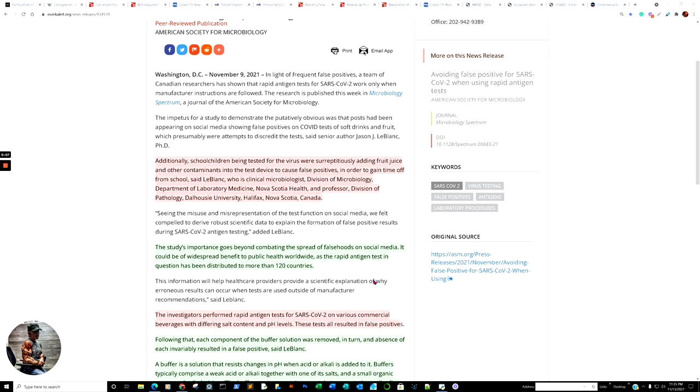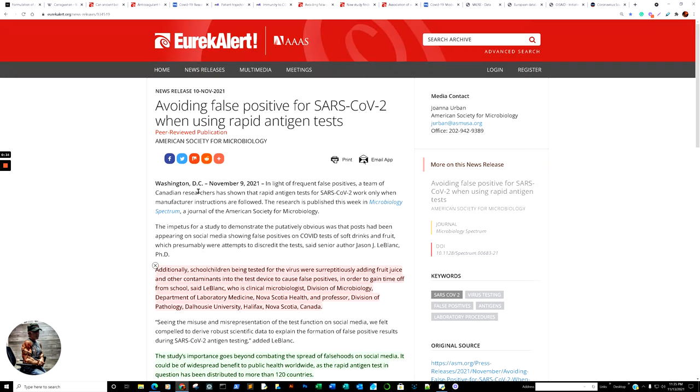And I'm going to start off by reading you an excerpt from a research article, and you tell me what it relates to. Are you ready? This one's kind of interesting. Here we go. Additionally, school children being tested for the virus, right here, just in case you can't see, surreptitiously adding fruit juice and other contaminants into the test device to cause false positives in order to gain time off from school. And if you guessed it, which I guess many of you have, you are right.